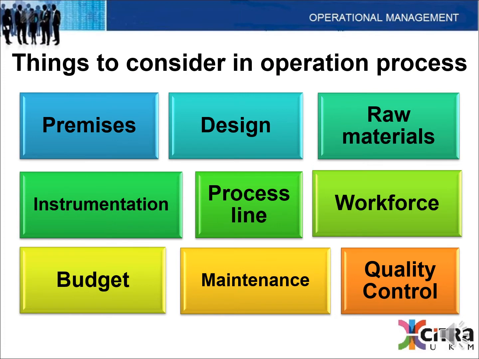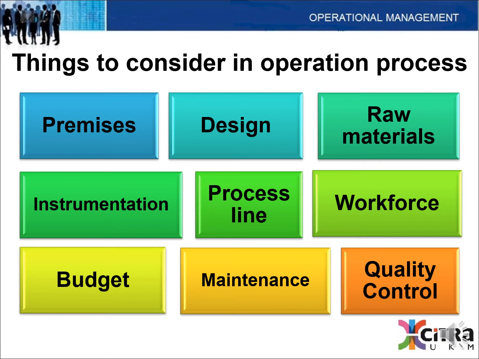Okay, this is the list of the things that you need to consider when you do an operational process. Okay, the first one is premises. So where would you like to have your factory? Okay, is it on the outskirts of the town, or maybe out of town, or maybe in the town? Okay, you may think about how it should be. Okay, and then you need to do a design, for example design the product, to make it more interesting and to make it convenient for the customer to have it.